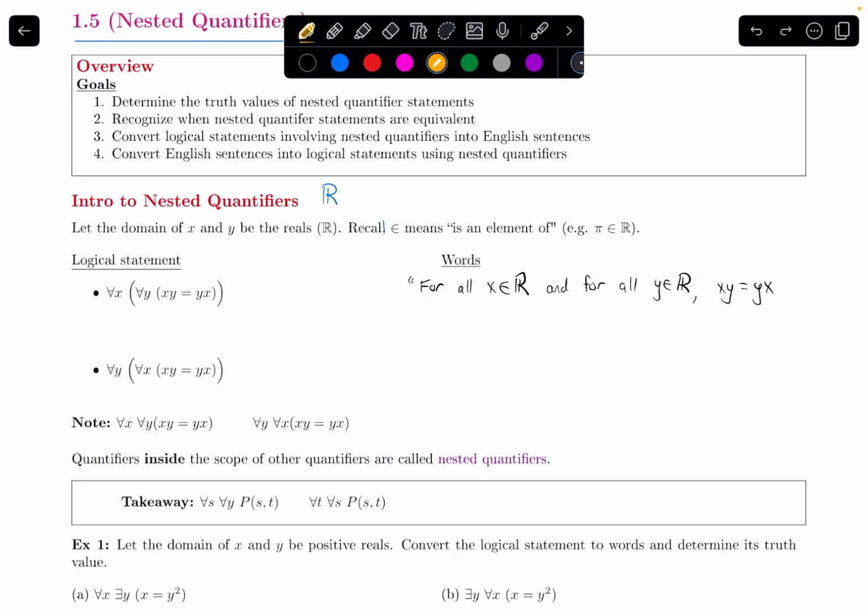And that's a true statement. This is essentially saying when you switch the order in which you multiply two numbers, you're going to get the same thing. It's the commutative property.